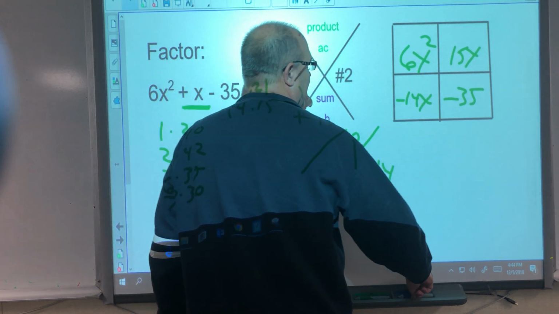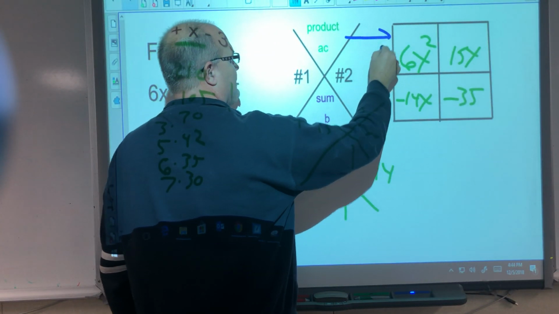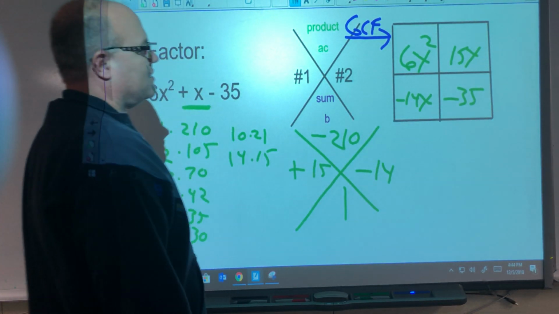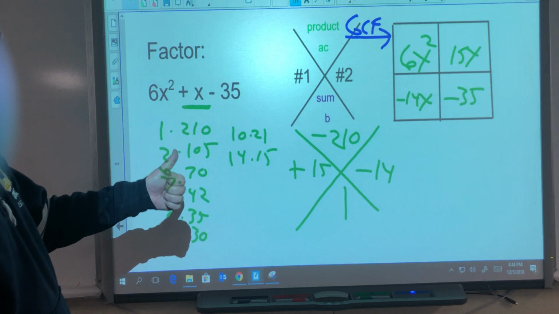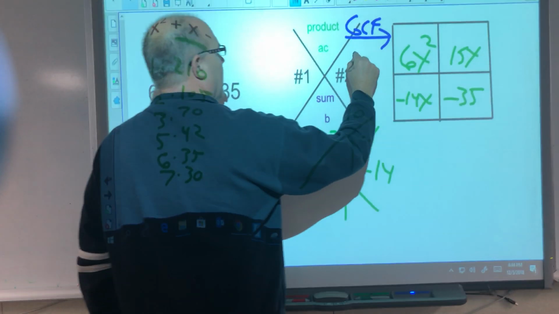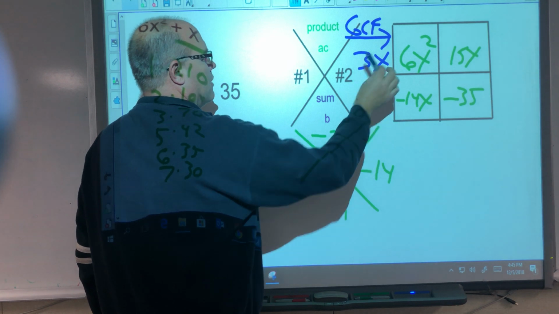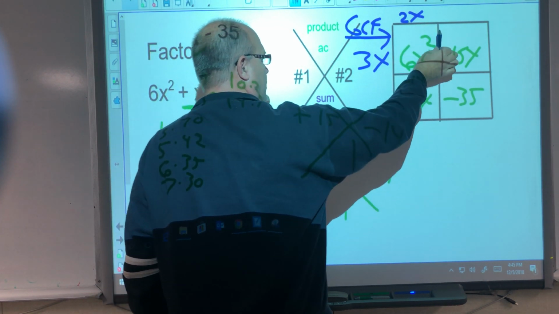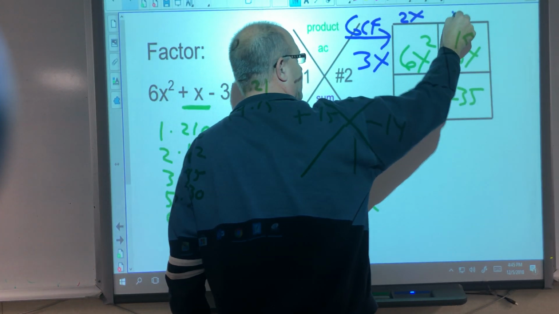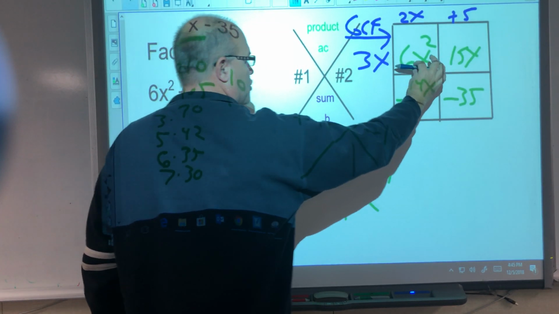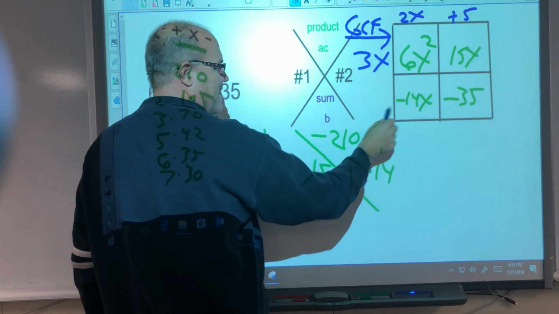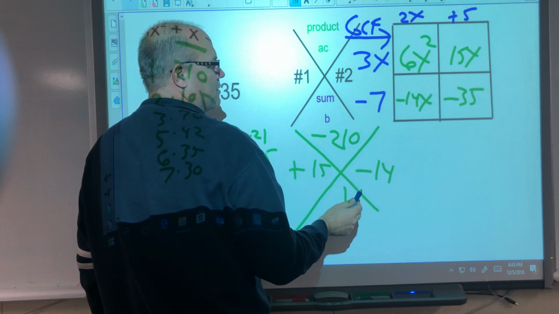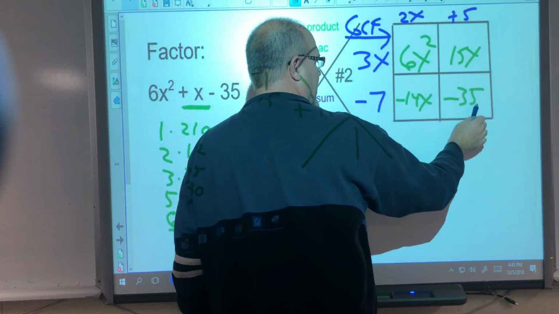All right, so now we gotta be real careful here with our GCF. GCF of 6x squared and 15x, I can pull out a 3 and an x. All right, so pull out 3x. 3x times what is 6x squared? 2x. 3x times what is 15x? That's going to be 5. 2x times what is negative 14x? Well, that's going to be negative 7, right? And then negative 7 times 5 is negative 35.